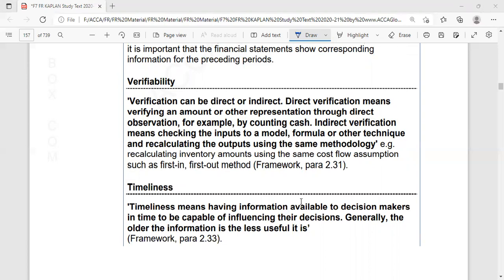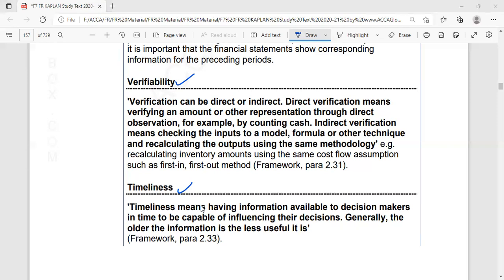For example, we calculate the present value of an asset. How to calculate the present value of an asset? By discounting the future value to the present value. Here we are confirming the value of an asset by using some formulas. That is said to be indirect verification. Here we don't have any physical counting or direct verification. We just believe the information provided by a third party or use some formulas, etc. That is covered under indirect verification. So that is verifiability.